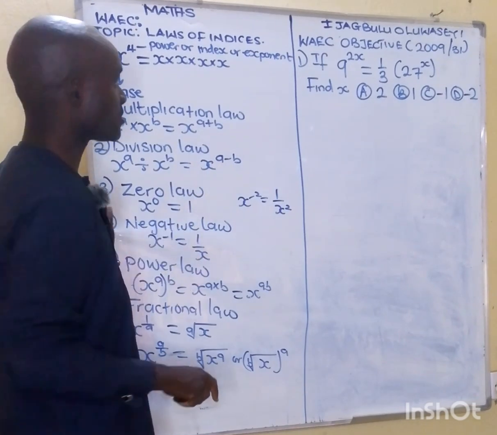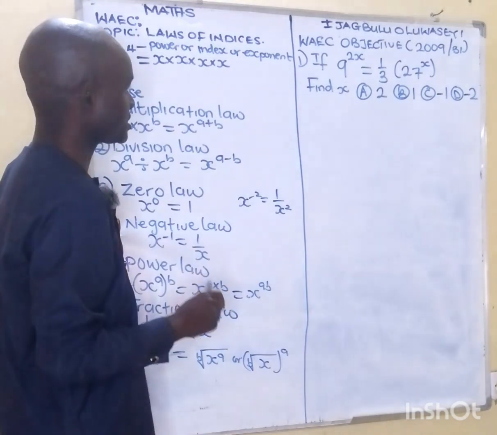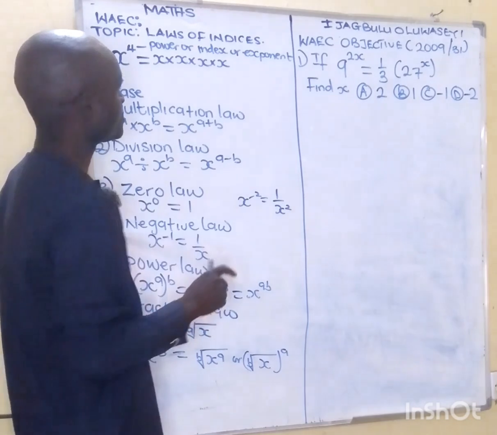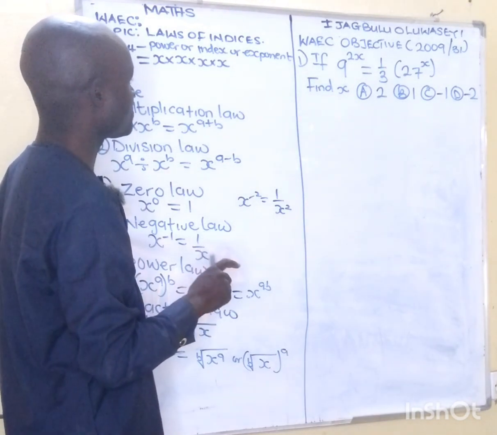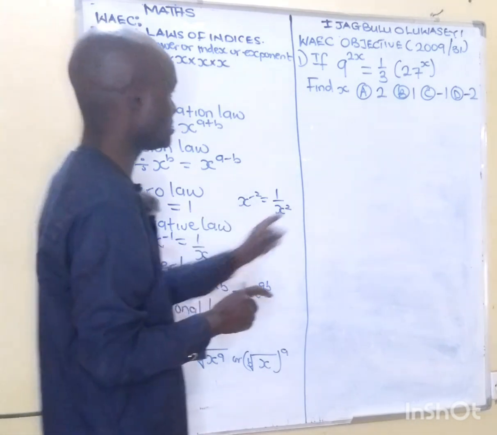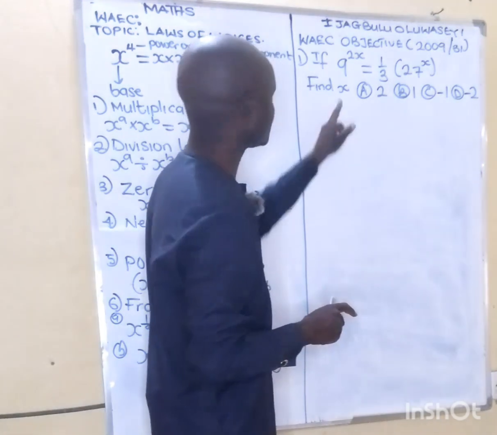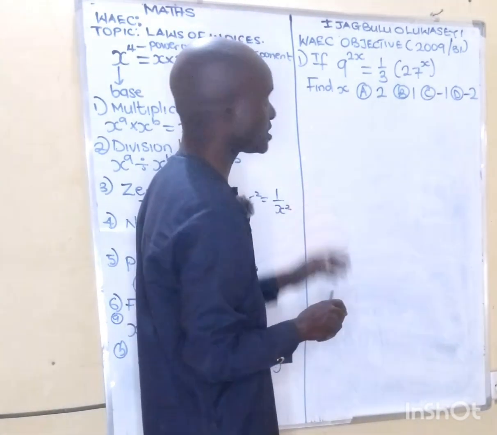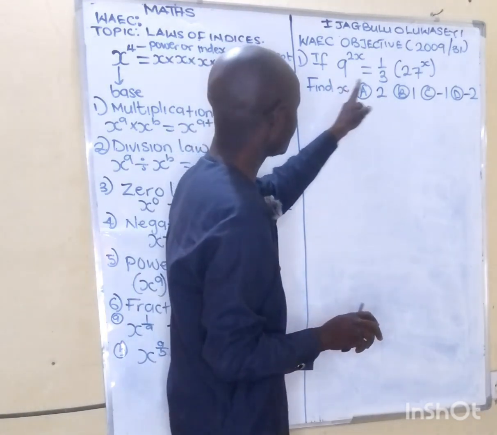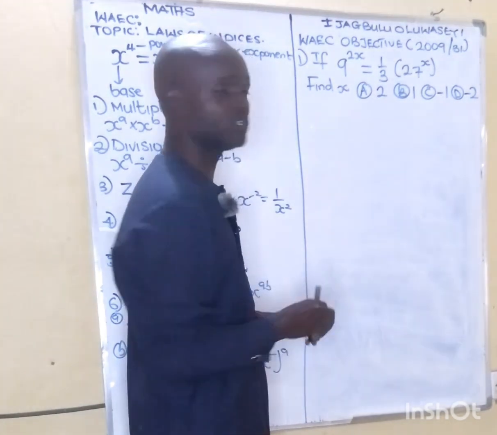So we have a question, 2009 WAEC, the objective aspect of it, question 31. The question reads as follows: if 9 raised to power 2x is equal to 1 all over 3 in bracket 27 raised to power x, we are asked to find the value of x. To solve this question, all we need to do here is to express 9, 3, and 27 to the lowest base. How do we do that?